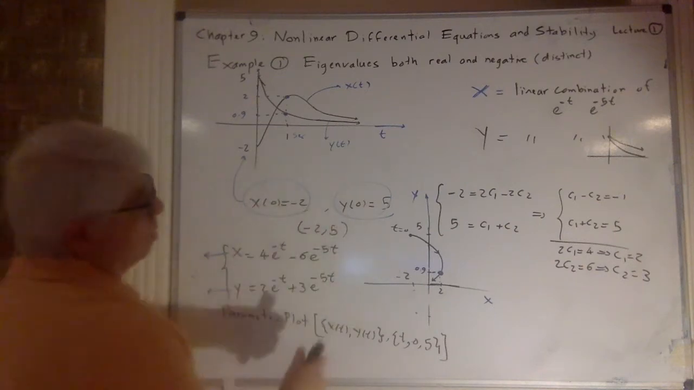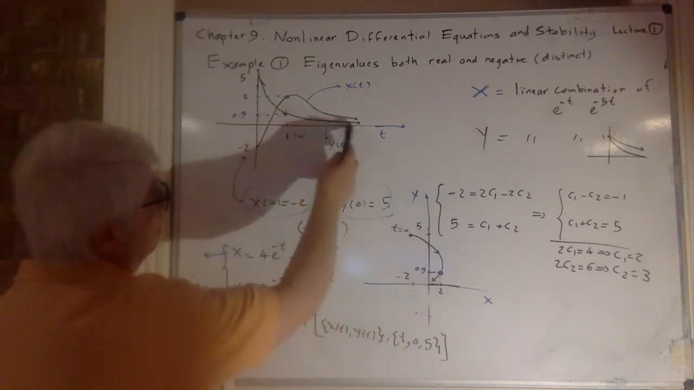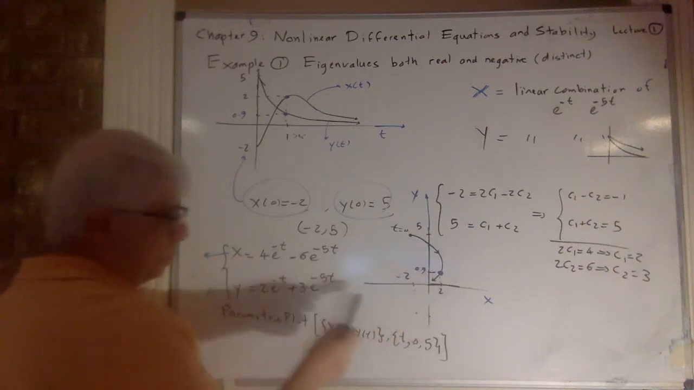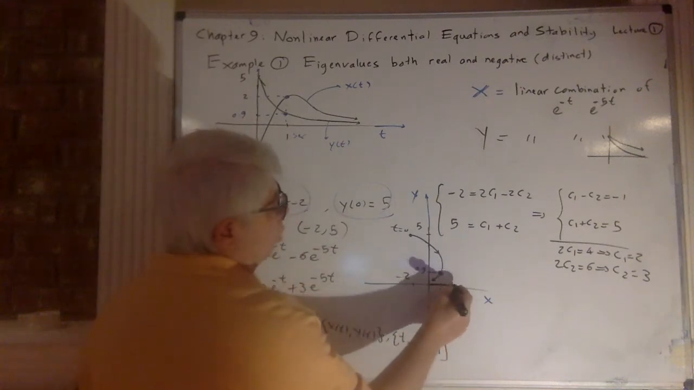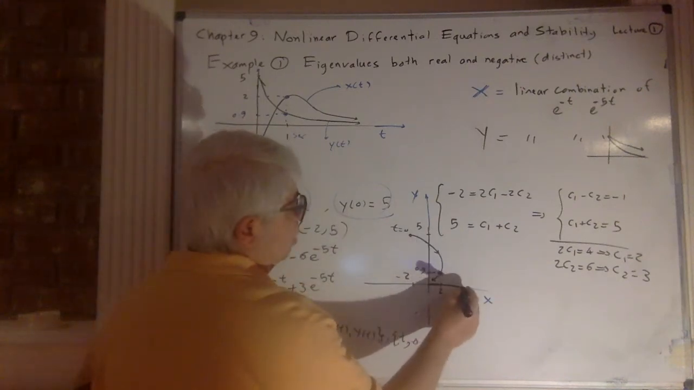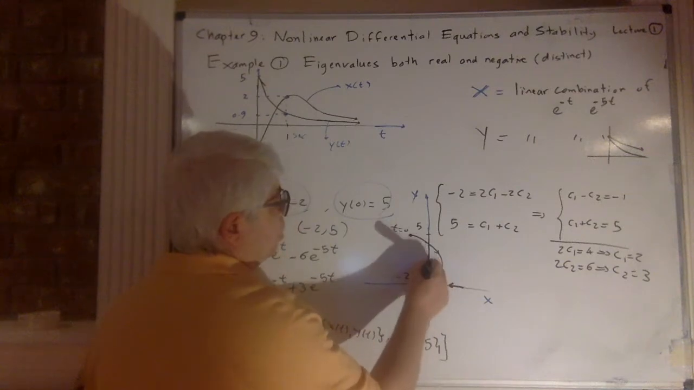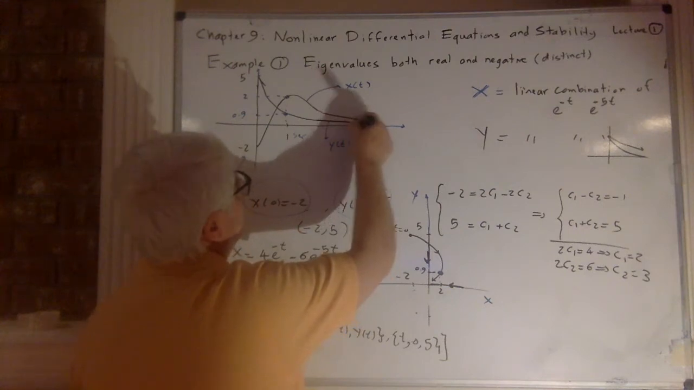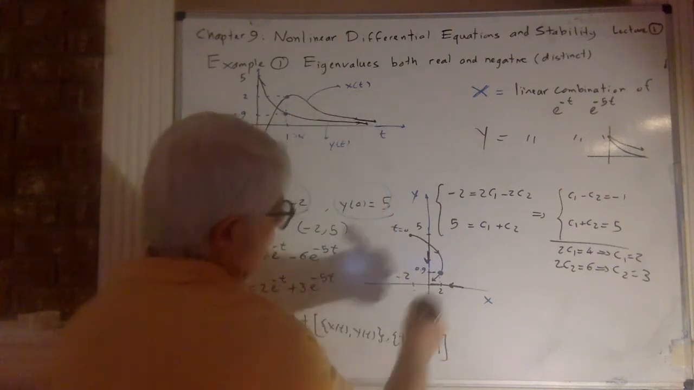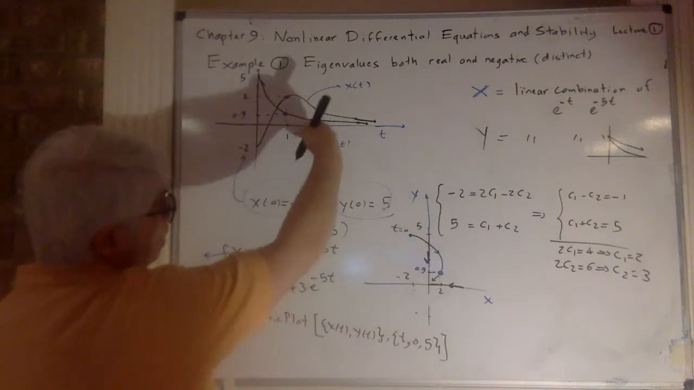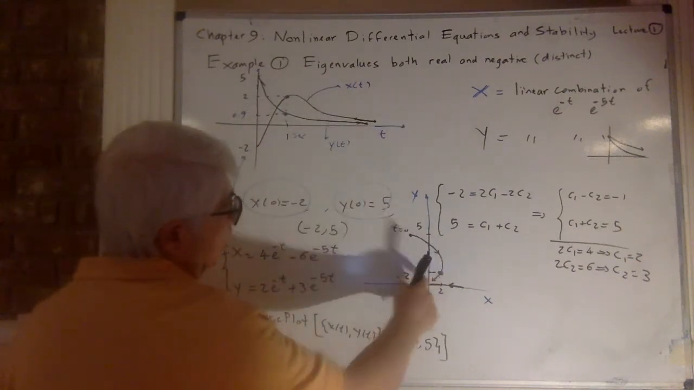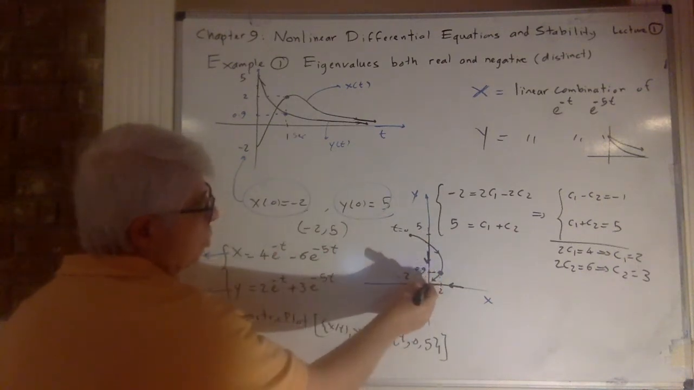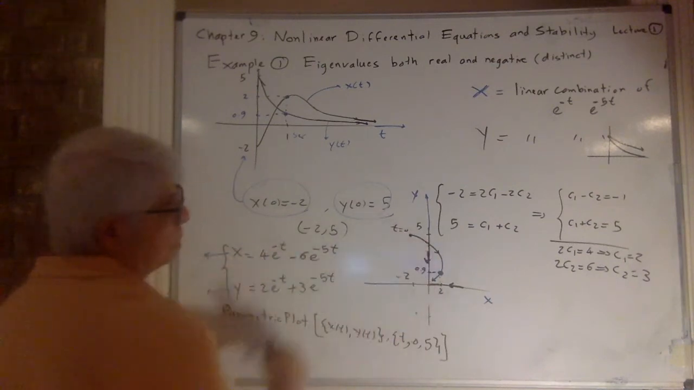Now what happens here? As they approach 0, this x approaches 0, this y also approaches 0, right? So as time goes to infinity, x goes this way and y goes this way. So here they're approaching the t-axis. When you graph them together, the trajectory is approaching (0, 0).